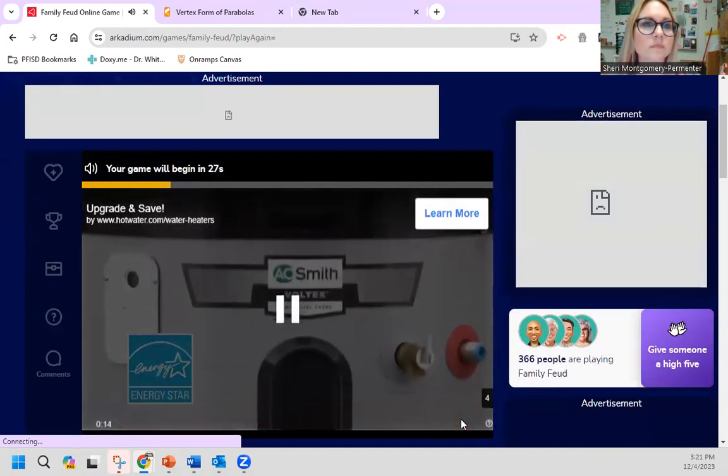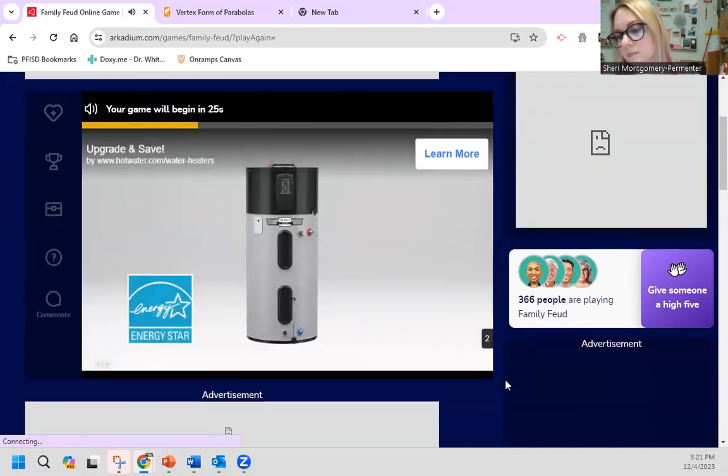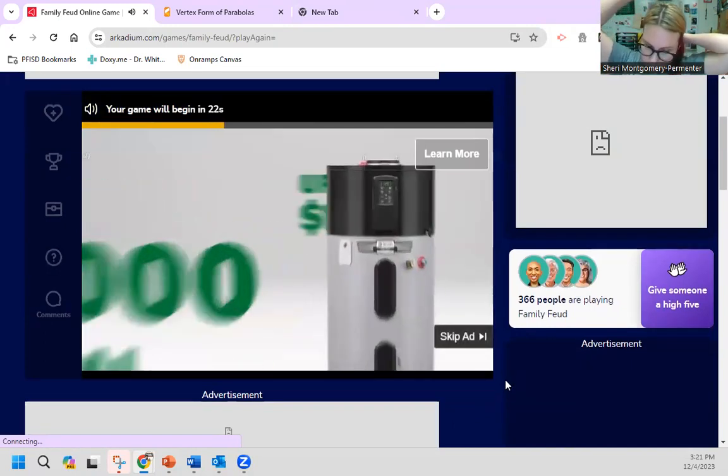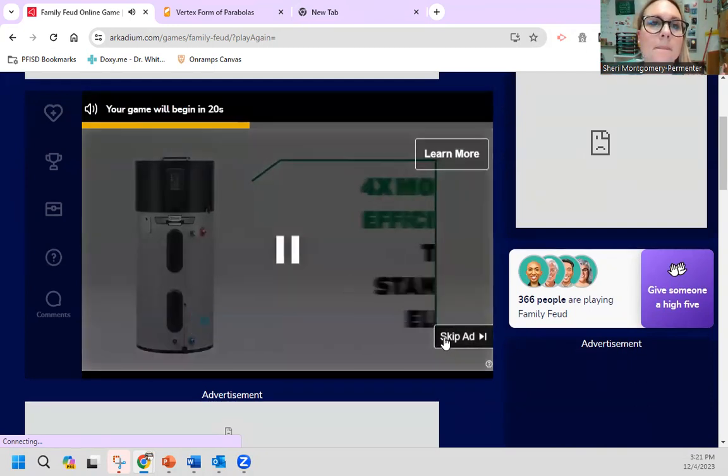Upgrade to an Energy Star certified hybrid electric vehicle and take advantage of federal incentives and four times more efficient.